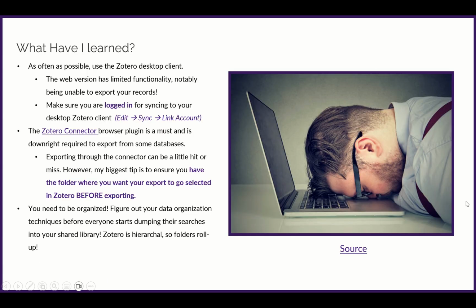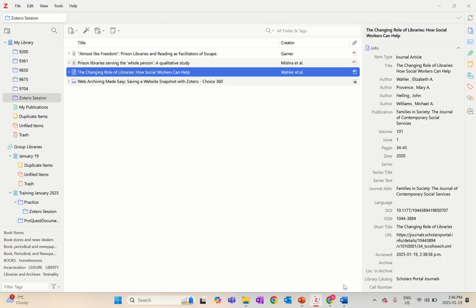So what have we learned? As often as possible, it's best to use the Zotero desktop client because the web version has limited functionality. Notably, it can't export records. You'll also want to make sure that you're logged in for syncing between your desktop and your web version of Zotero. I'll show you really quickly what that looks like in our desktop version.